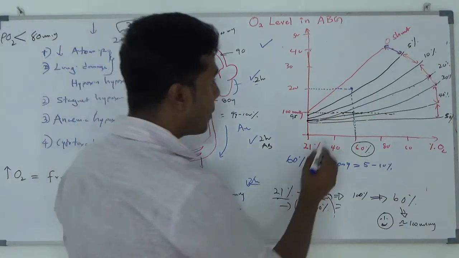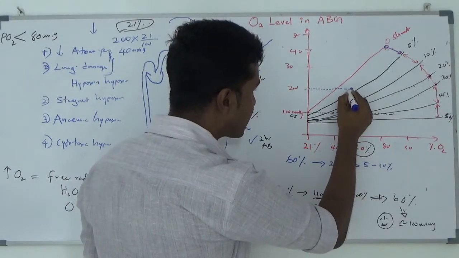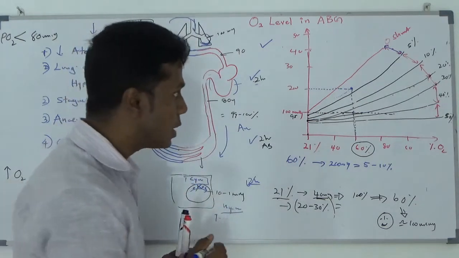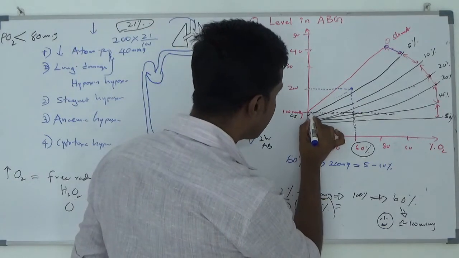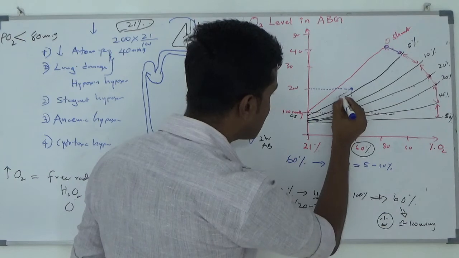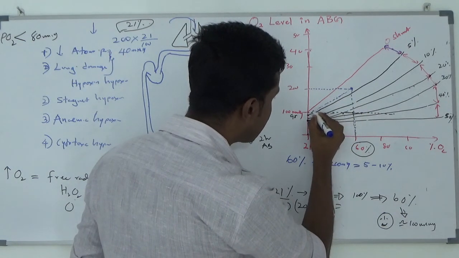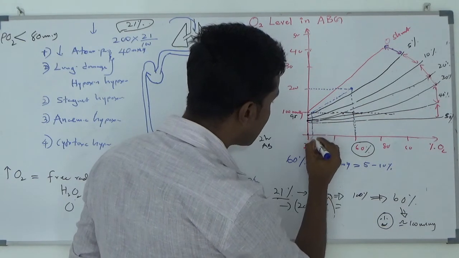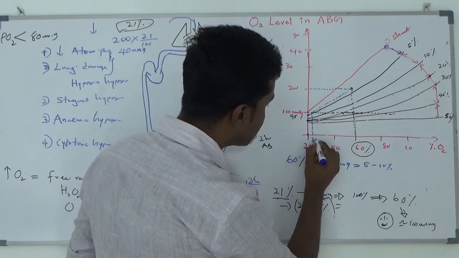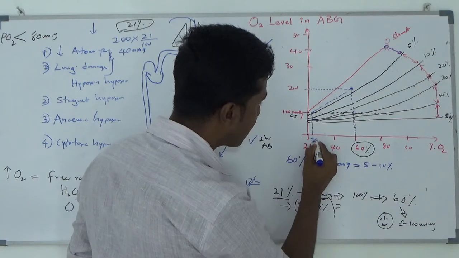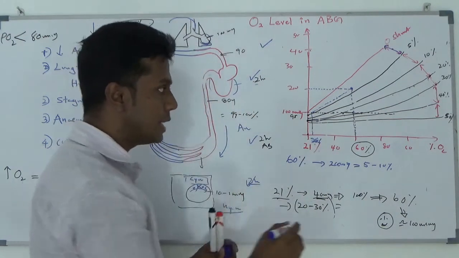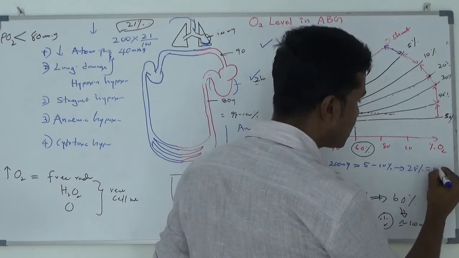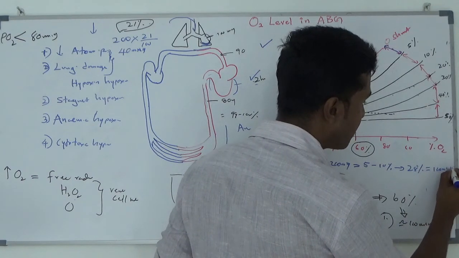Now I am coming along with that curve. I'm going to come along with that curve until we meet the 100 point. I will meet 100 here. My patient actually needs 28% oxygen in order to achieve 100 millimeter mercury partial pressure.